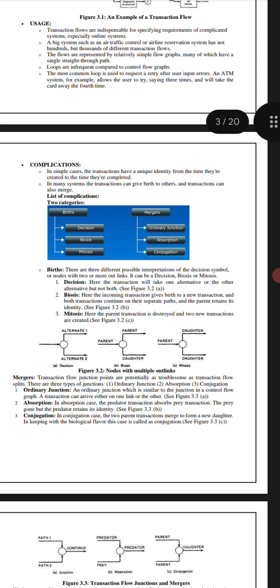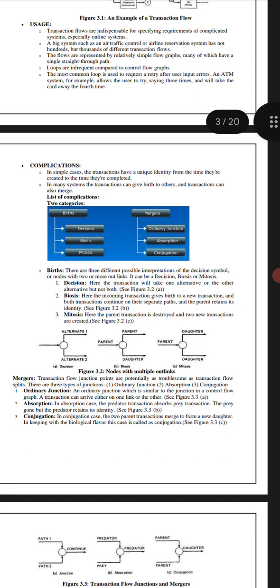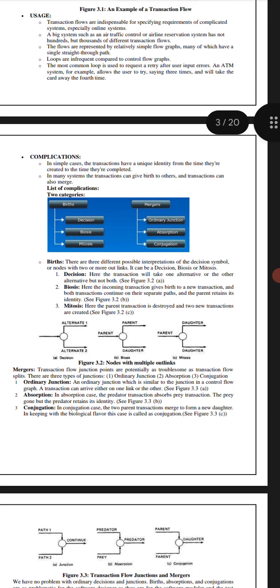As shown in the figure, we have decision, biosis and mitosis. Decision has alternative 1 and alternative 2. Biosis has parent and daughter. But in mitosis, the parent is replaced by daughter and daughter.